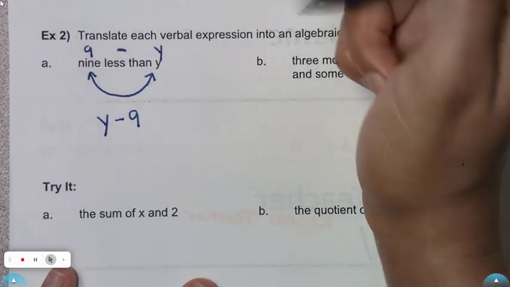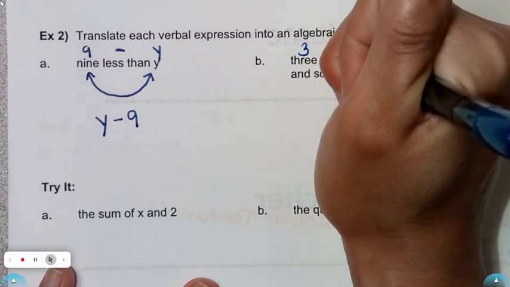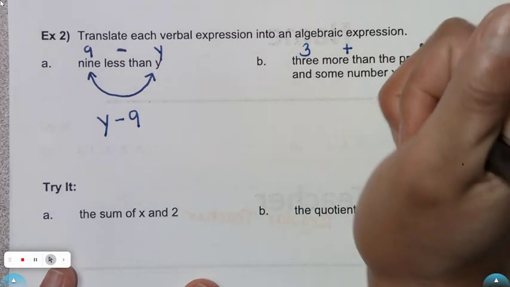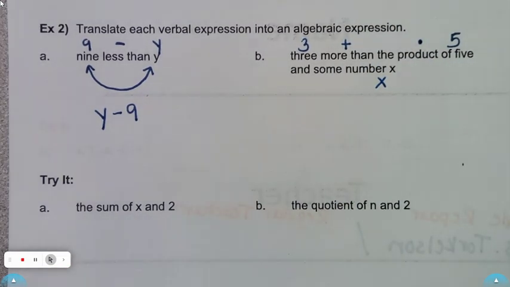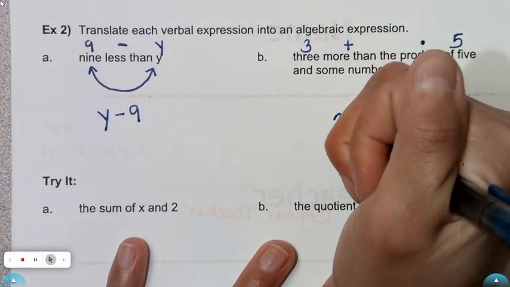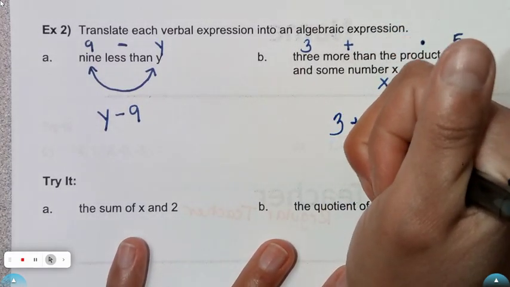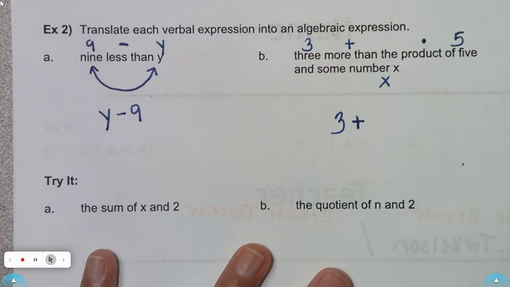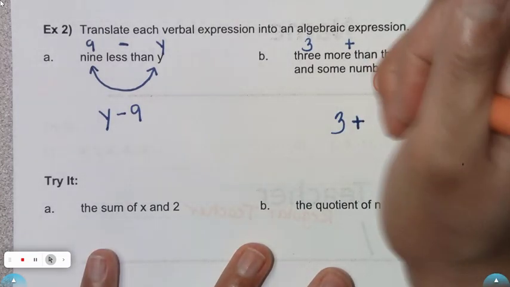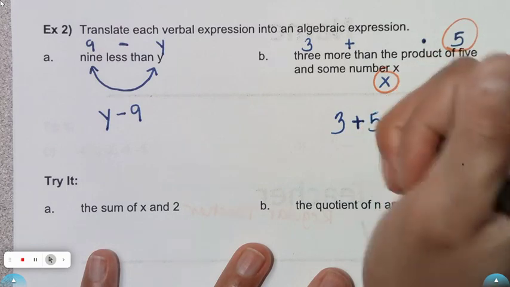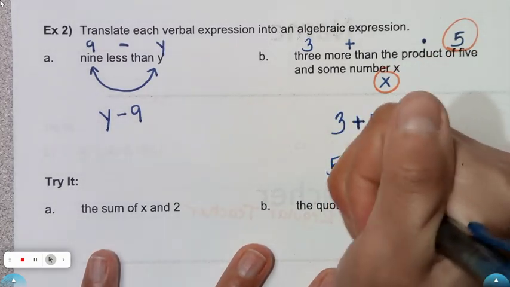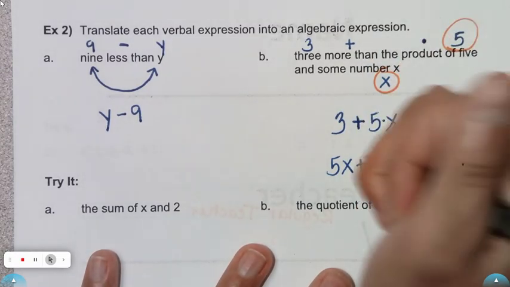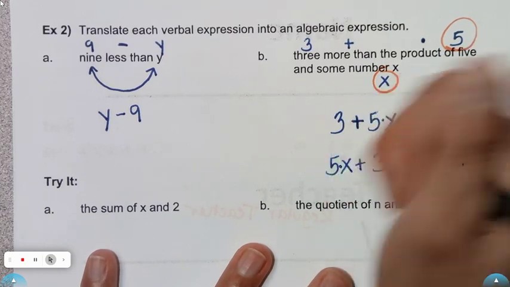All right, so look at letter B. I have 3, more than is plus, product is multiplication, 5, and some number x. Okay, so let me write my stuff out. So I have 3, more than is plus. The product means I'm multiplying two things together, and the two things that I'm multiplying together are this 5 and this x. So this becomes 5x. I could also write it like this, which is just the reverse if I wanted to, but both are the same thing. Remember, there's an imaginary dot here, and I'm multiplying those two things together.